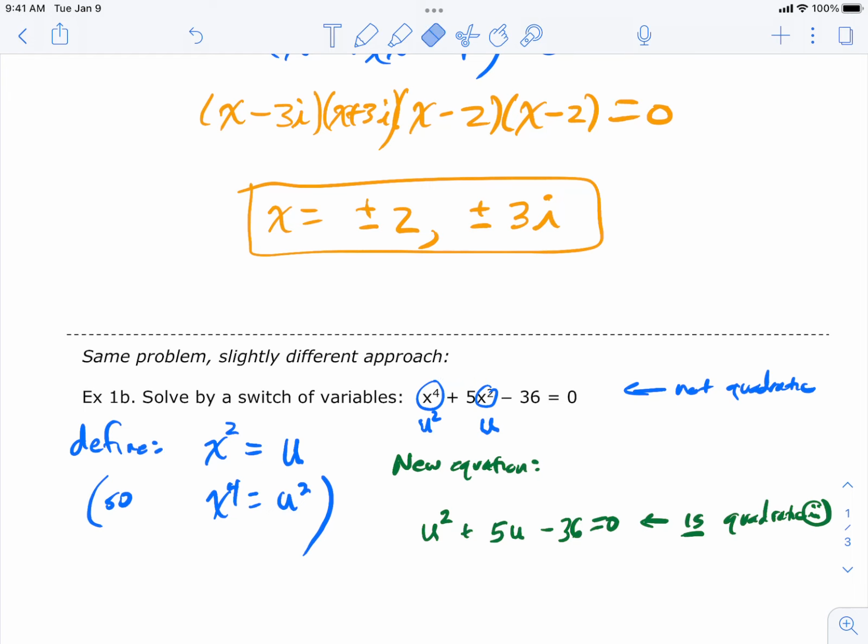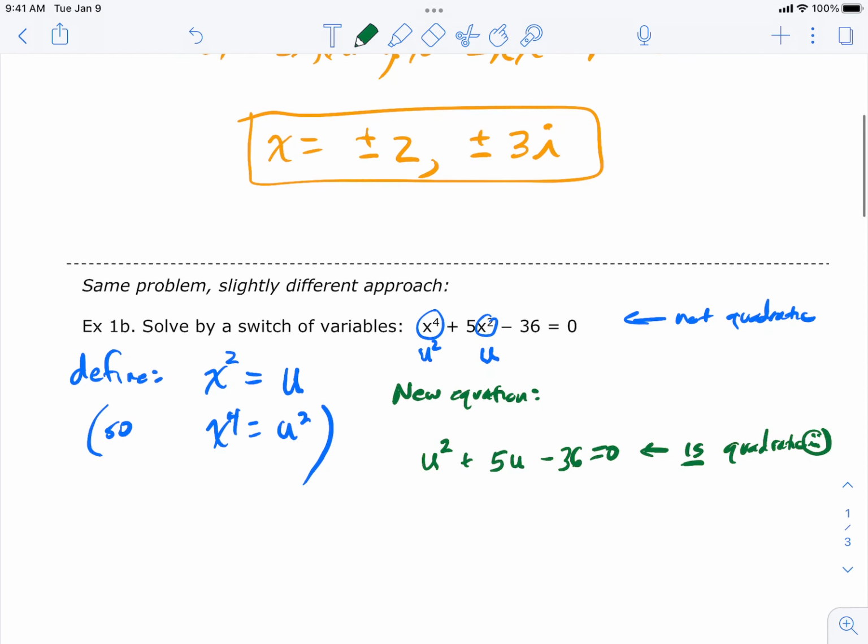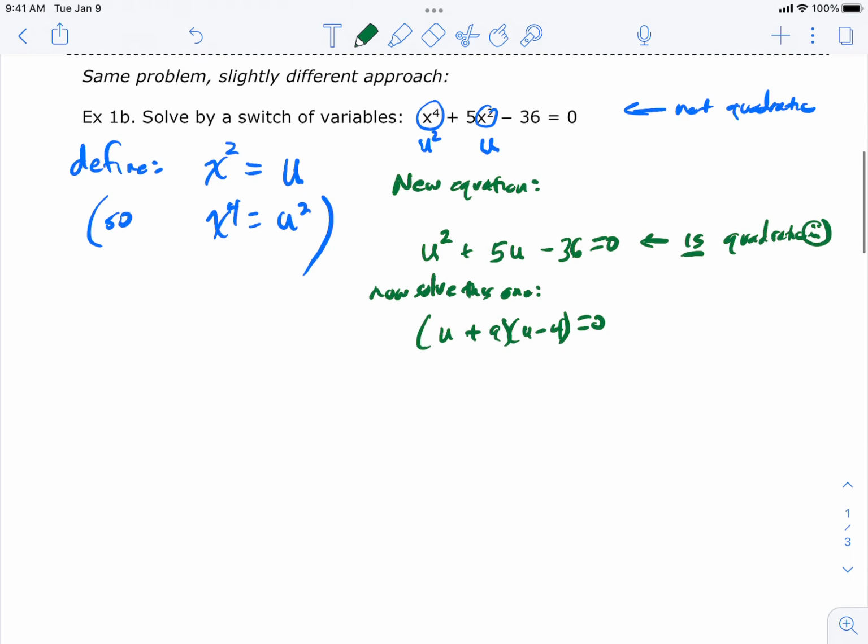Okay. So what do you do now? Now that you've made the equation into a quadratic, we can solve this one by factoring. u plus 9, u minus 4 equals 0, right? That'll work, won't it, if I FOIL that out? And so I've got two solutions. u equals negative 9, u equals positive 4. Now there's only one thing. Those are not the solutions to the original equation. Those are the solutions to the new equation.